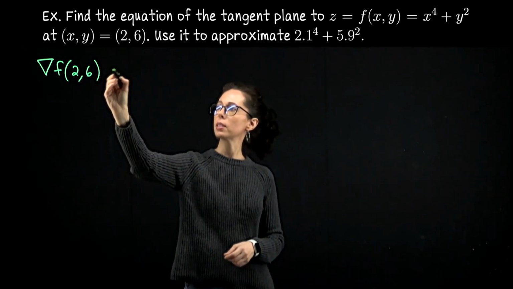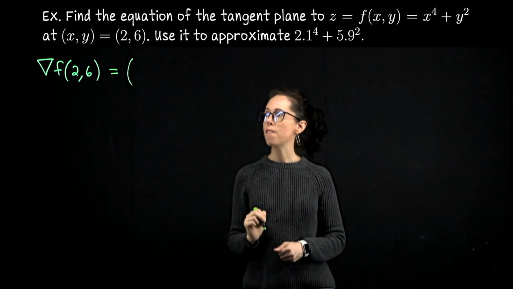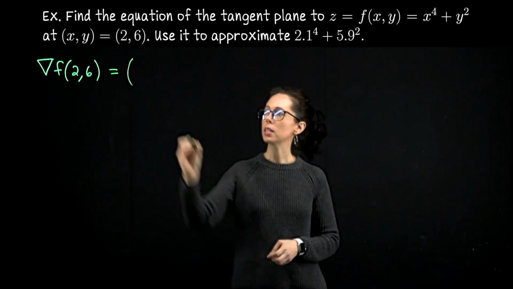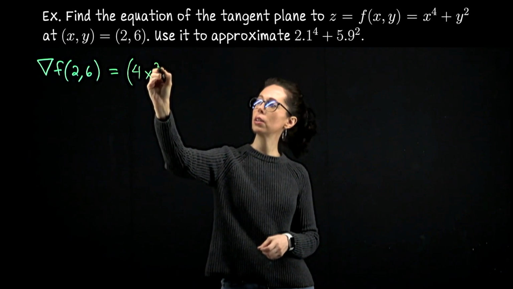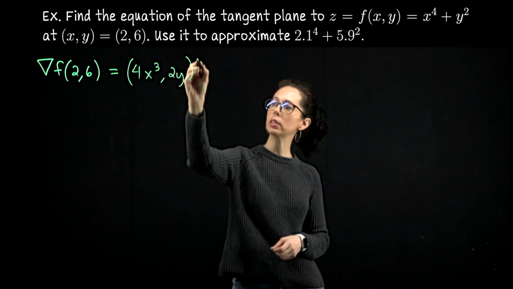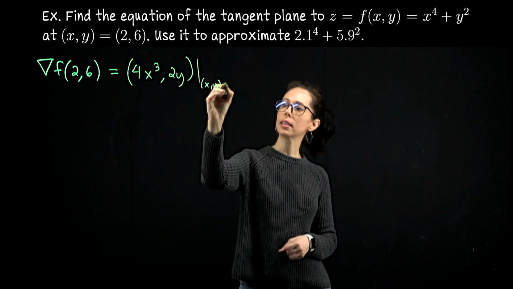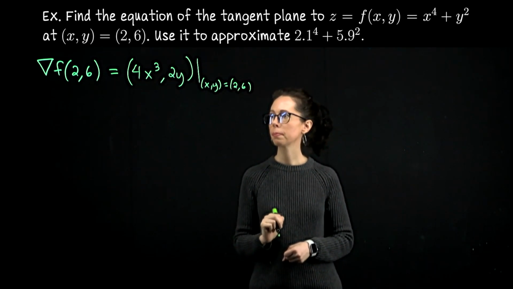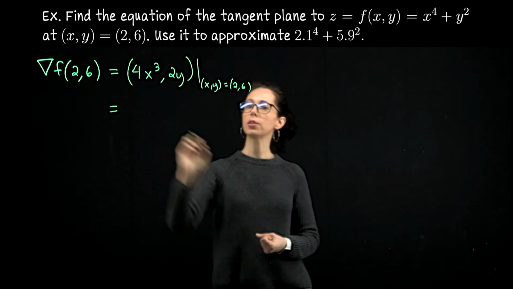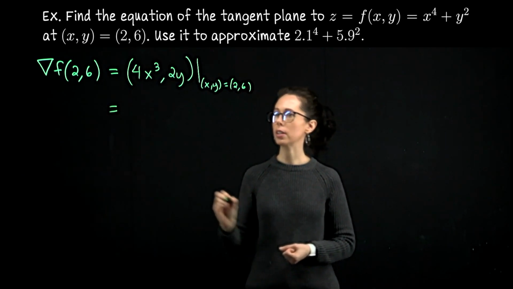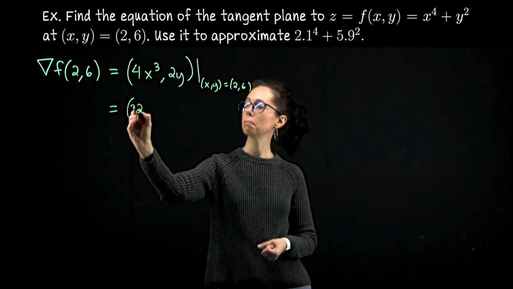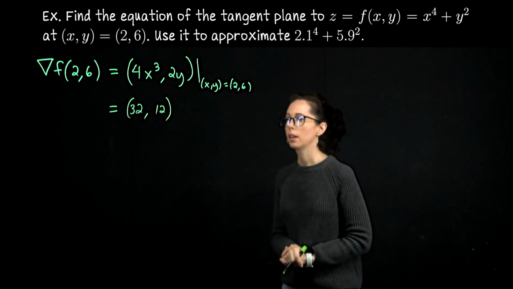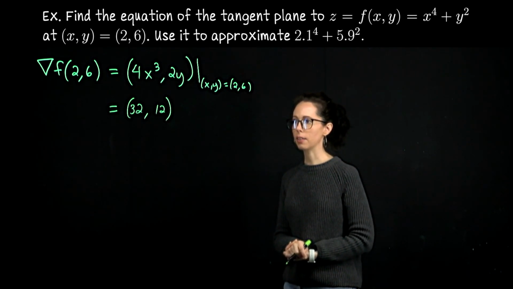Okay, so this is going to be a vector. I'll write it as a 2-tuple. It's 4x cubed, 2y, where I want to note here that this is taking place at a specific point so that we actually have equality here. So then that's going to be 2 cubed is 8 times 4 is 32. And then 2 times 6 is 12. Okay, so that's the coordinates of the gradient.